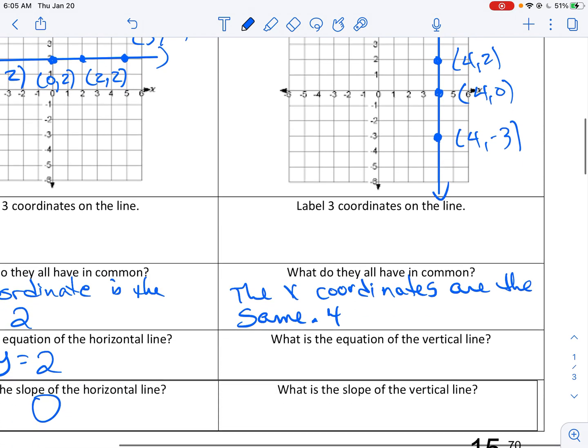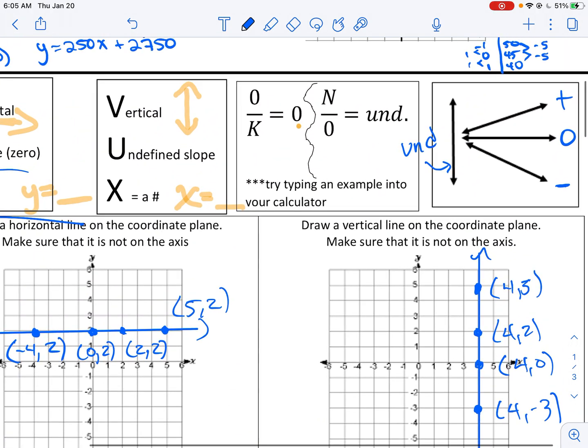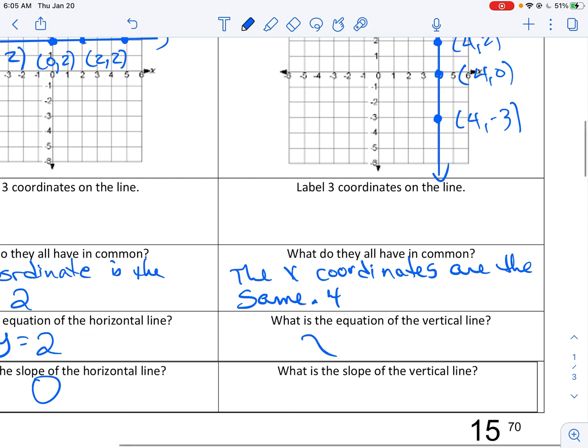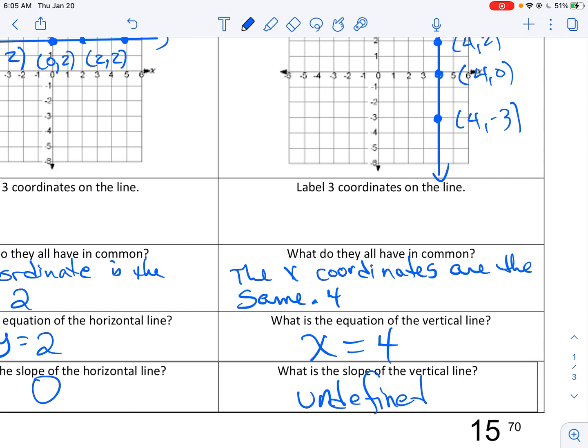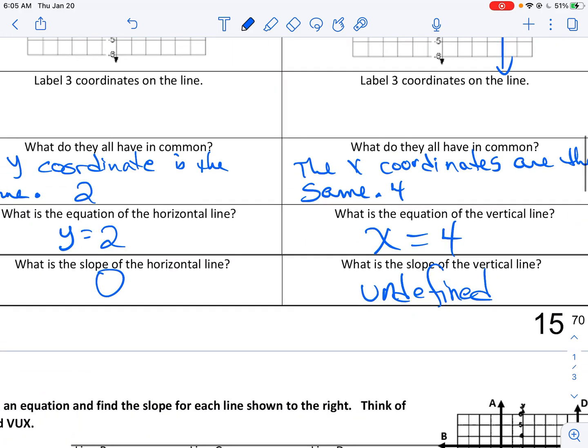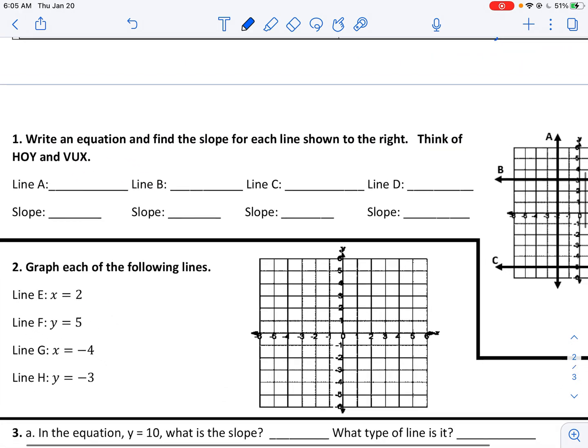Okay, so all the x values are the same. So that's why it's x equals a number. So x equals, and what number did it equal? 4. And the slope of a vertical line? Undefined. Okay.